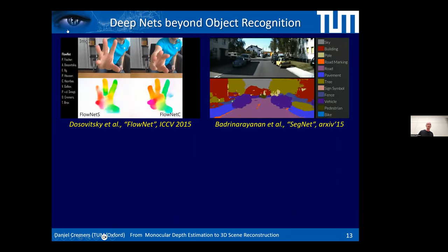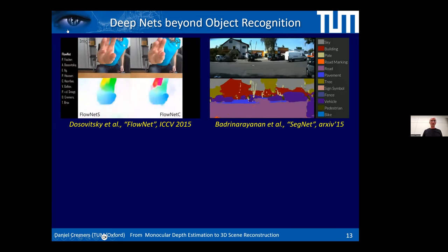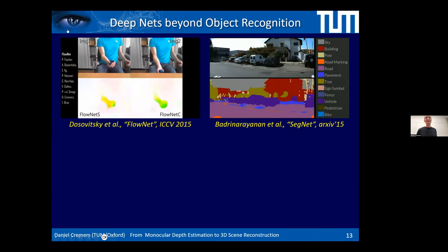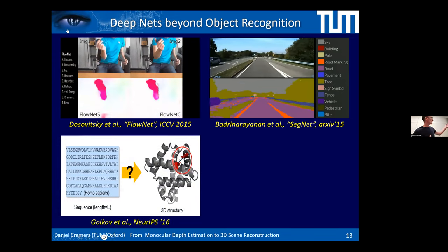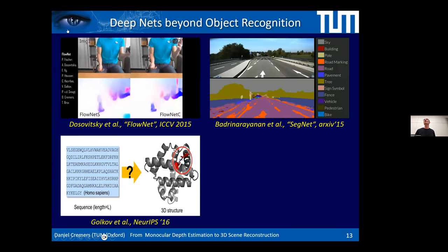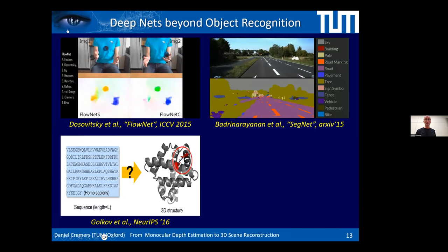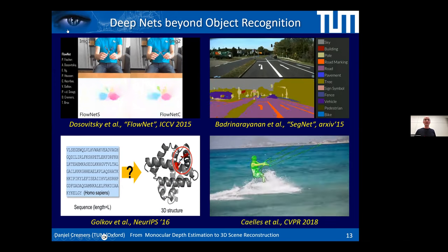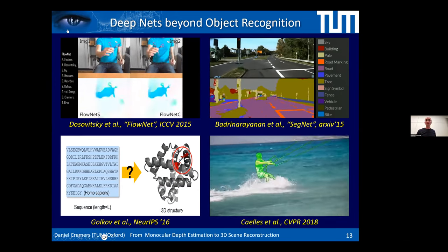Here's another work, also 2015 from Cambridge, from Roberto Cipolla's team, SegNet, that allows generating semantic segmentations with suitably trained deep networks. But also completely different things: we showed at NeurIPS 2016 that you can do protein structure prediction with deep networks. It's like a precursor of Google's AlphaFold, if you will. And video object segmentation. There are many things, and we all know at this point, there's so much you can do with deep networks.